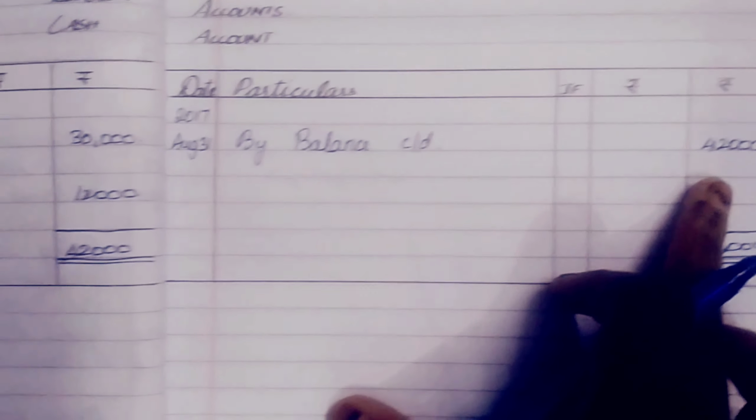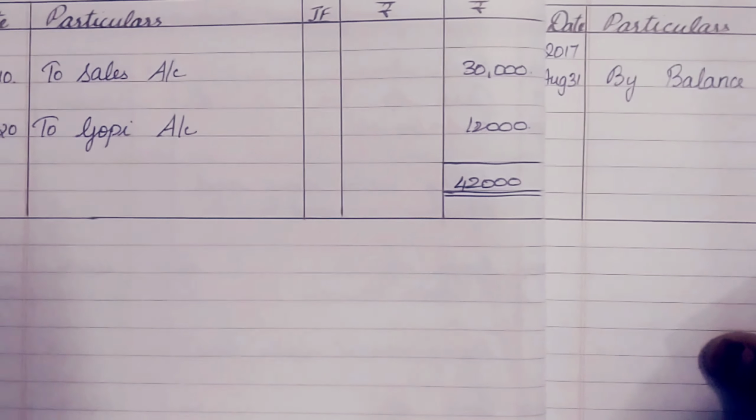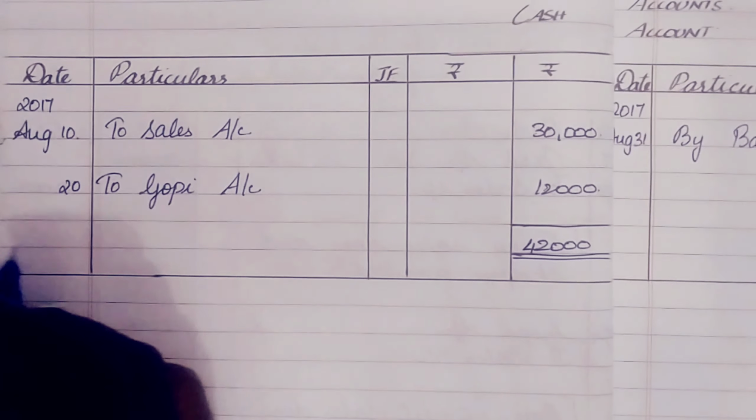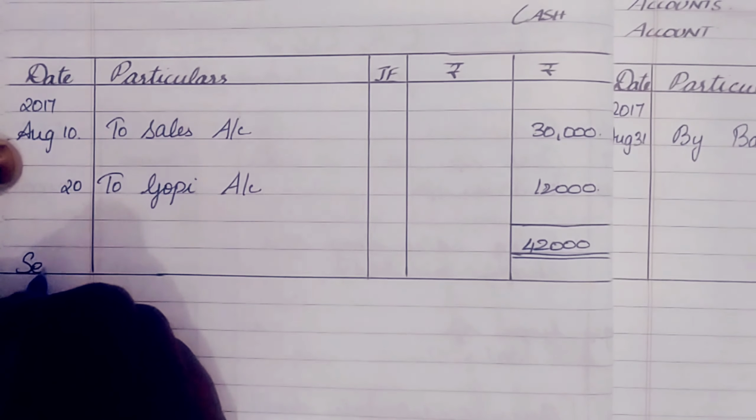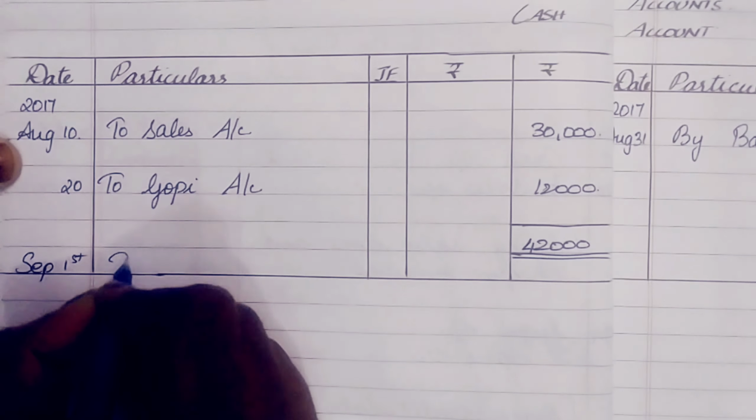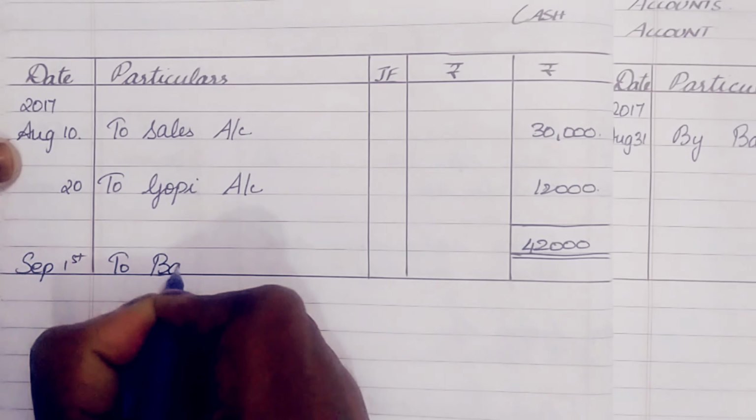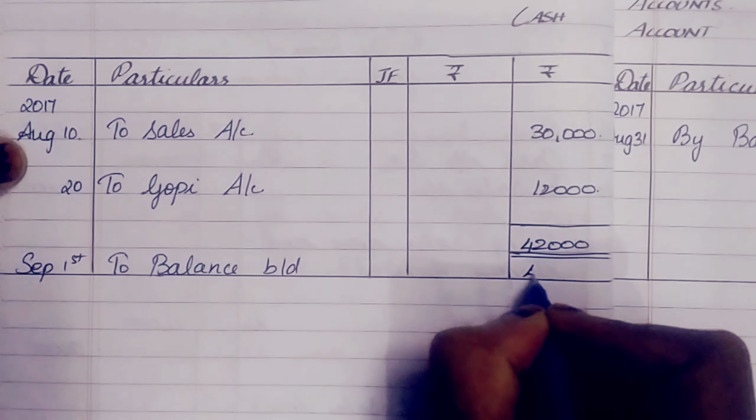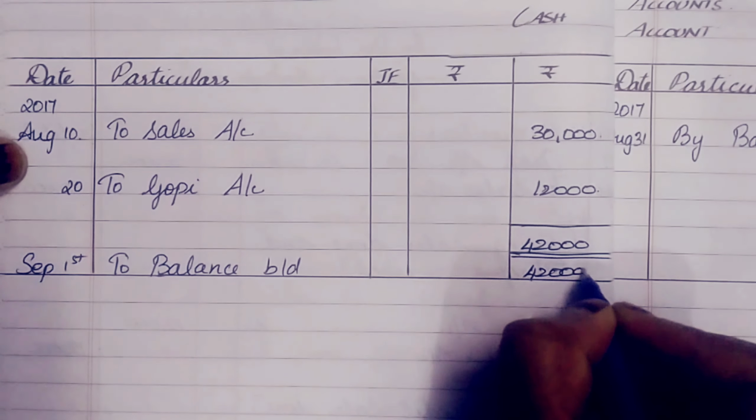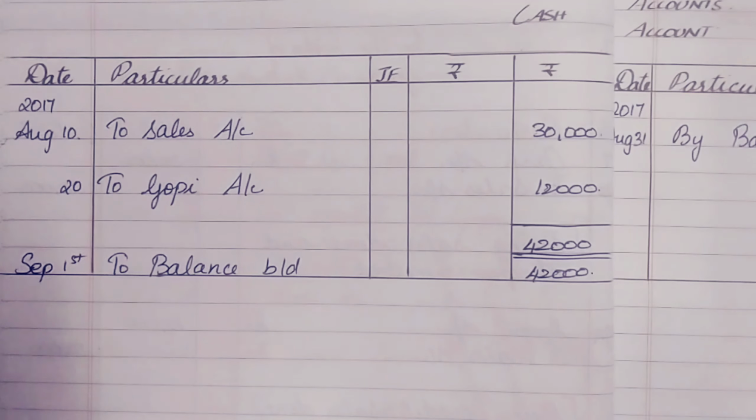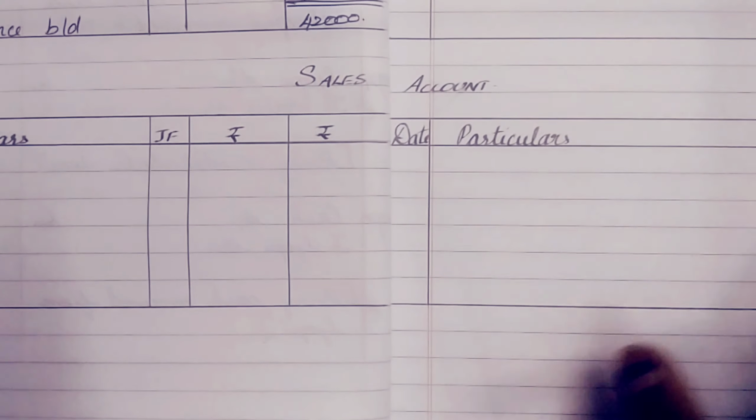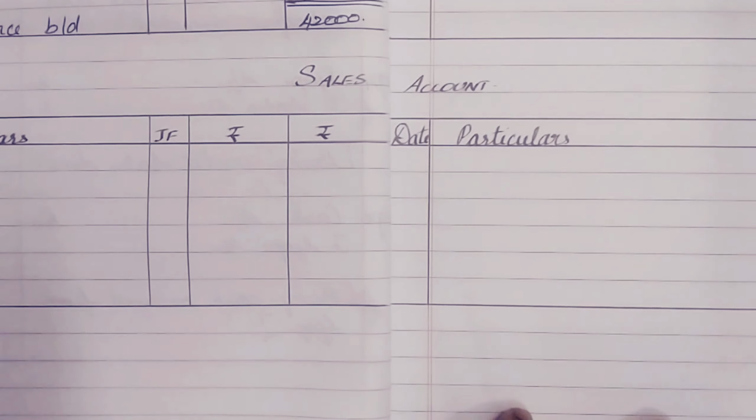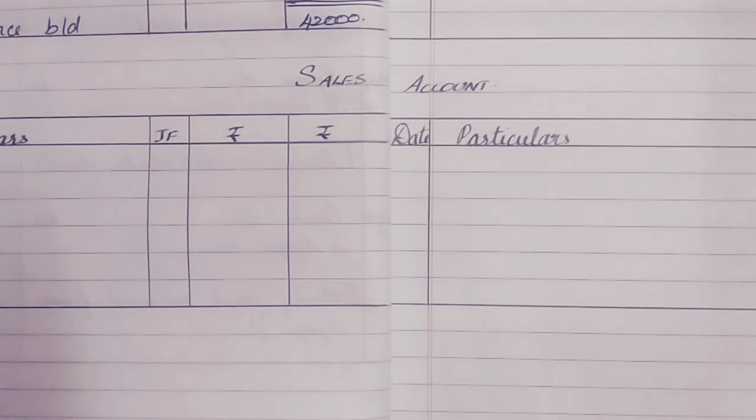Now this 42,000 has to be taken to the other side. So we are in the credit, so I'm going to move to the debit side and record it for the next month, September 1st, to balance brought down, as rupees the same 42,000 which we wrote for the carried down. So next let's start with the sales account. After the cash account, I've written down the format of the sales account.